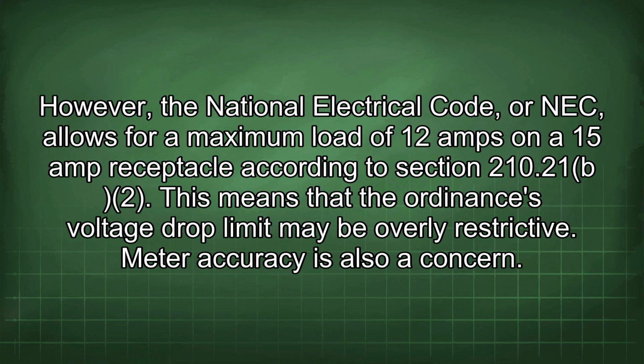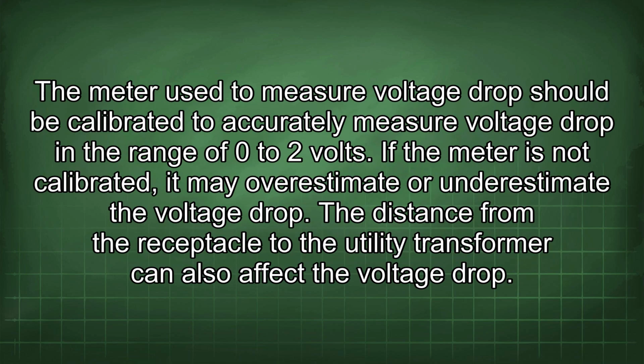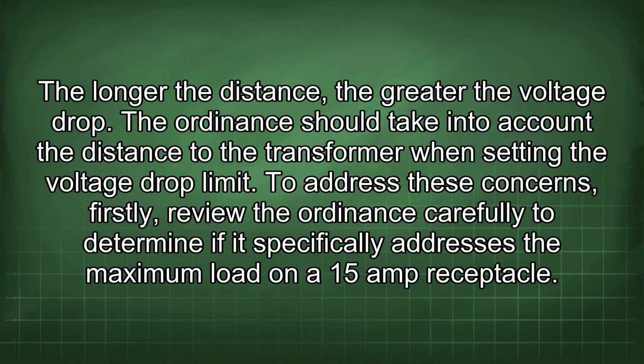Meter accuracy is also a concern. The meter used to measure voltage drop should be calibrated to accurately measure voltage drop in the range of 0 to 2 volts. If the meter is not calibrated, it may overestimate or underestimate the voltage drop. The distance from the receptacle to the utility transformer can also affect the voltage drop. The longer the distance, the greater the voltage drop. The ordinance should take into account the distance to the transformer when setting the voltage drop limit.